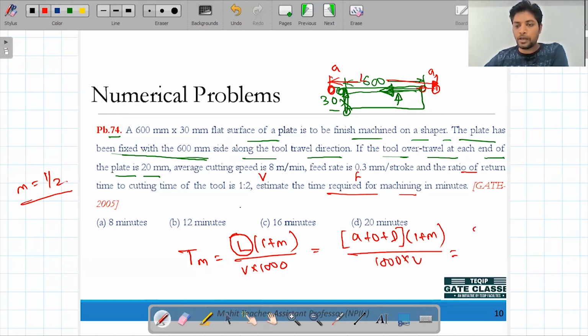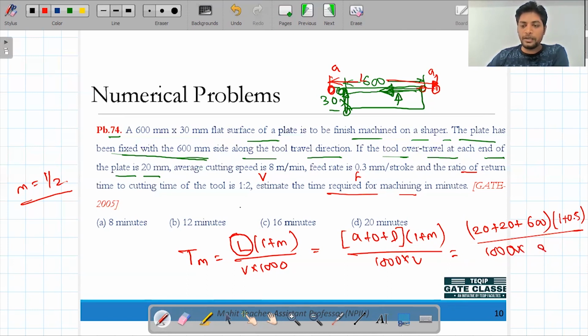ठीक है, अप्रोच कितना है आपका 20, ओवर ट्रैवल कितना है आपका 20, लेंथ कितना है 600, ठीक है, into 1 plus m, so 1 plus 0.5, so this will be 1.5. ठीक है, next is 1000 into v, v is that is 8 meter per minute. So whatever the term that you will get from here, that will be in minutes, because you are taking in meter per minute. Okay, so this was in mm, so that's why you are taking this 1000, so that will be converted into meter, so this is in meter per minute. So whatever the value that you will get, that will be in minute from here.